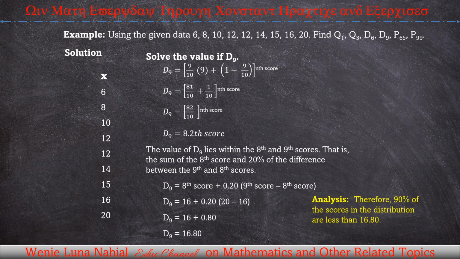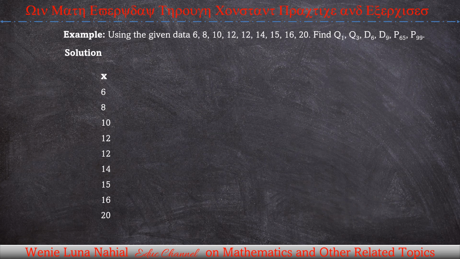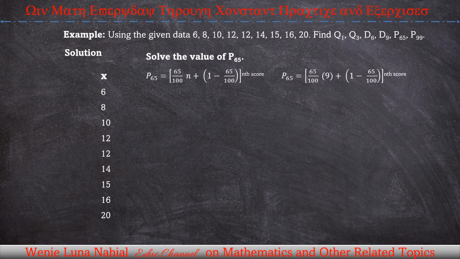These are the scores below 16.8, and those scores comprise the 90% of the distribution. Then let's have P sub 65. So the same, we simply substitute here P from QD down P. So the same process.